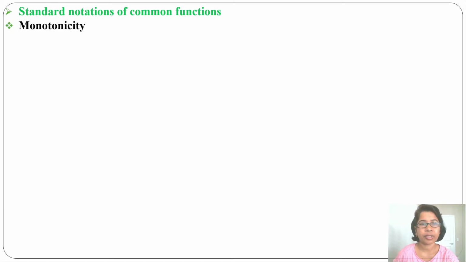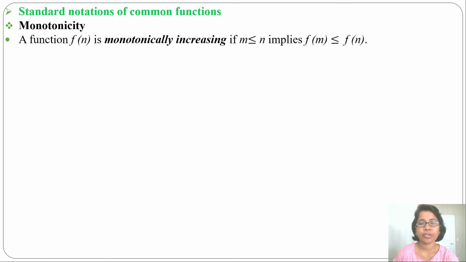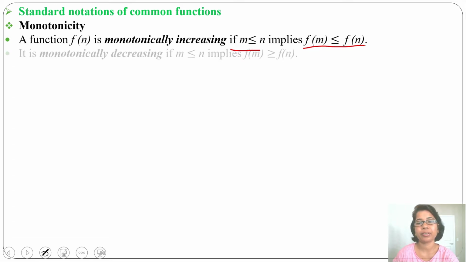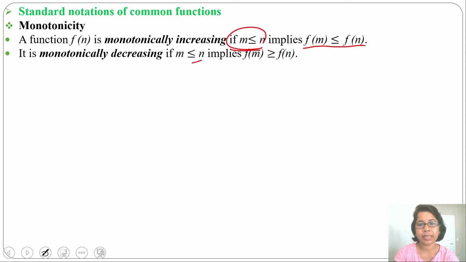First function, monotonicity. What is monotonicity? A function f(n) is monotonically increasing if m less than or equal to n implies f(m) less than or equal to f(n), and a function f(n) is monotonically decreasing if m less than or equal to n implies f(m) greater than or equal to f(n). Just mark that in both cases m is less than or equal to n. It will be monotonically increasing if f(m) is less than or equal to f(n), and monotonically decreasing if f(m) is greater than or equal to f(n).